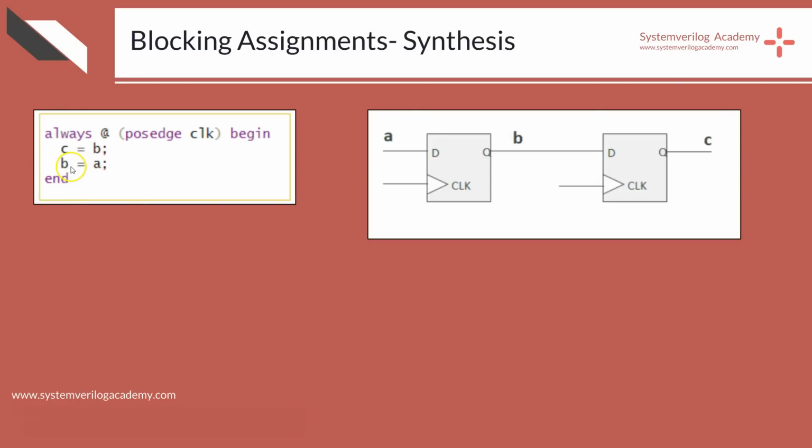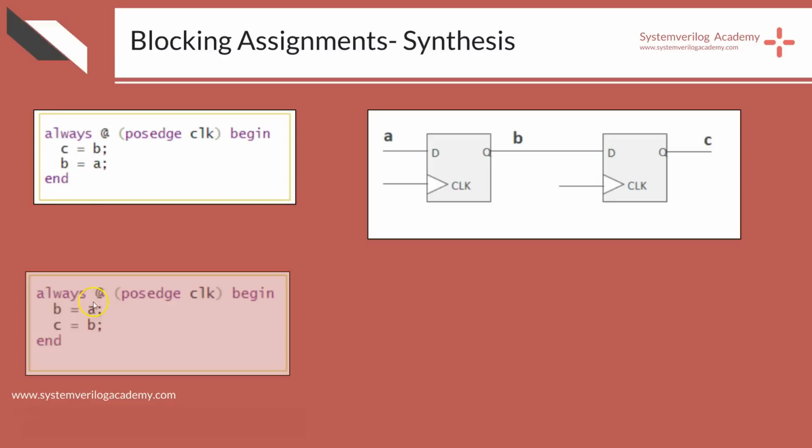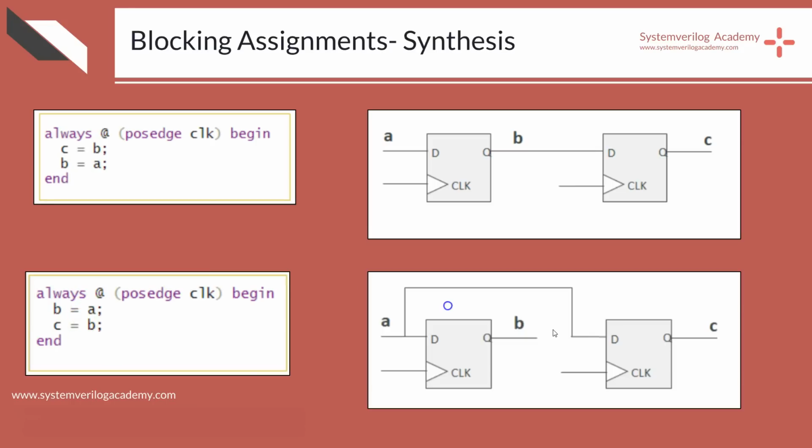Now, as seen in the case of simulation, let's reorder the statements in the always block and see the effect in the circuit produced. First B will be assigned the value of A, and immediately C will be assigned the value of B in the same clock, because the statements are using blocking assignments. In order to produce an equivalent circuit, you need to connect the input A to both of the flip-flops, as shown here.